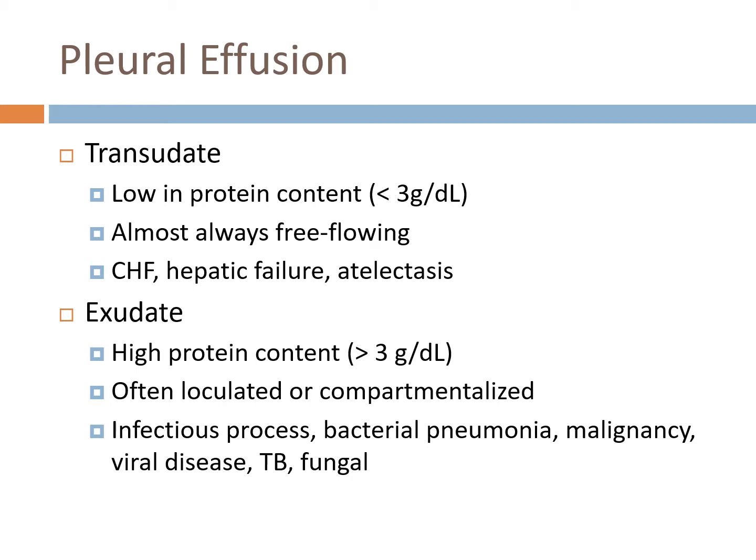And then exudate is yucky. It's got the high protein content, can be loculated or compartmentalized, like it's just in that one area, and is generally associated with some type of infection. So you might have an abscess, could be related to pneumonia, sometimes it's malignancy. If it's malignancy, pleural effusions generally reaccumulate, a high likelihood of reaccumulating. With the infectious one, hopefully if they can treat the infection, it won't reaccumulate, but malignant pleural effusions always reaccumulate. TB and fungal infections.